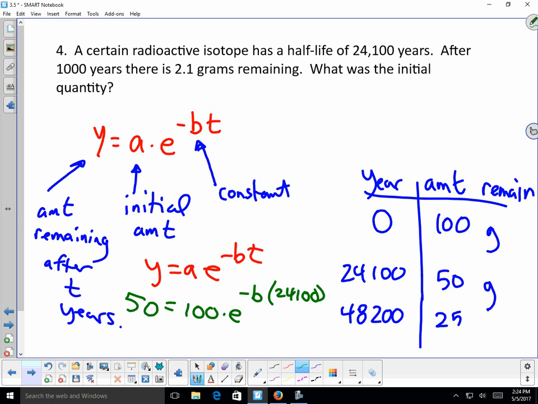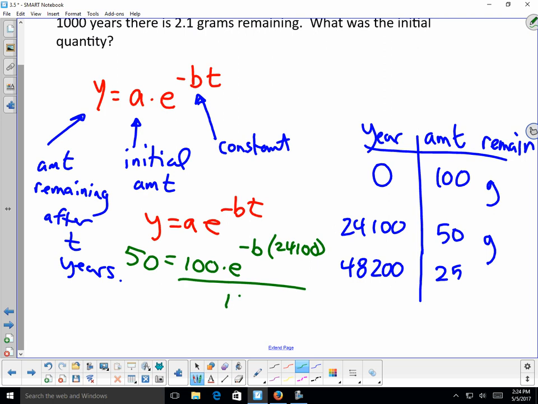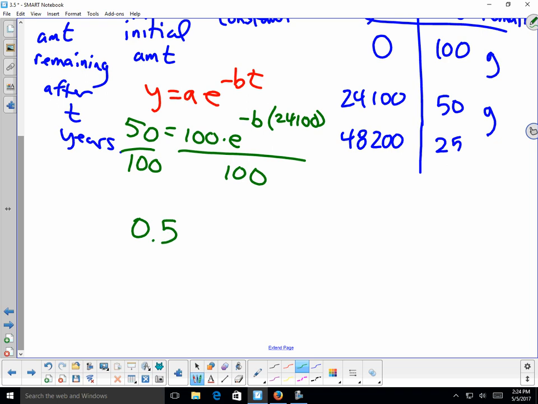But Eddie, everybody in this room could come up with a different amount for the initial, like you could pick 20, and over here you'd put 10. And same if Kathleen says, I want 40 grams originally, then she's going to have 20 grams left after this many years. But the point is, when all of you make this division, you're all going to be left with what over here? 1/2. So I'm going to write 0.5 equaling e to the negative 24,100b. I just rearranged those.